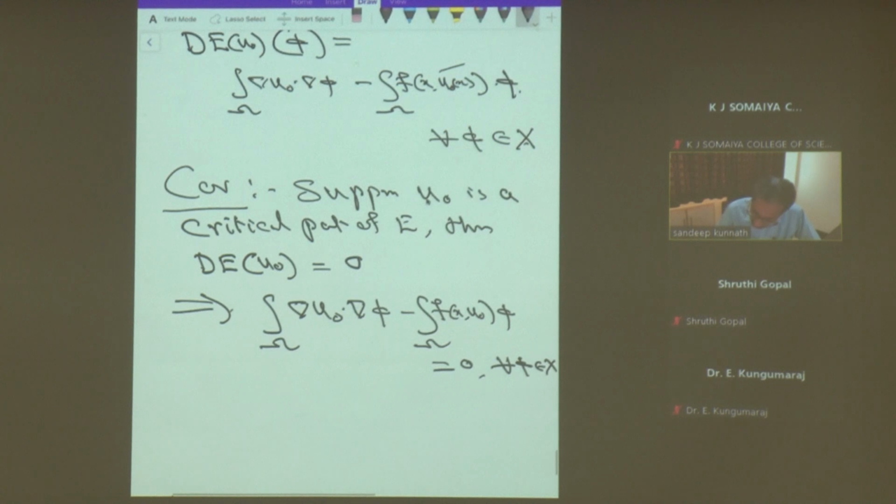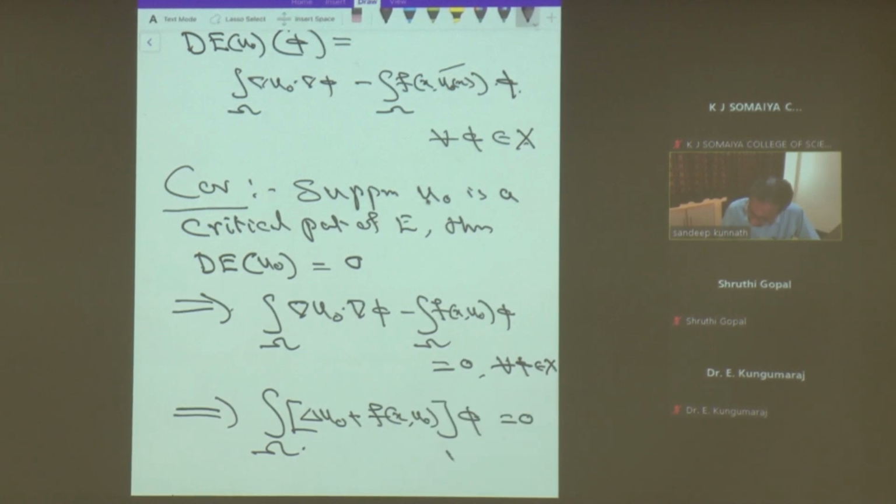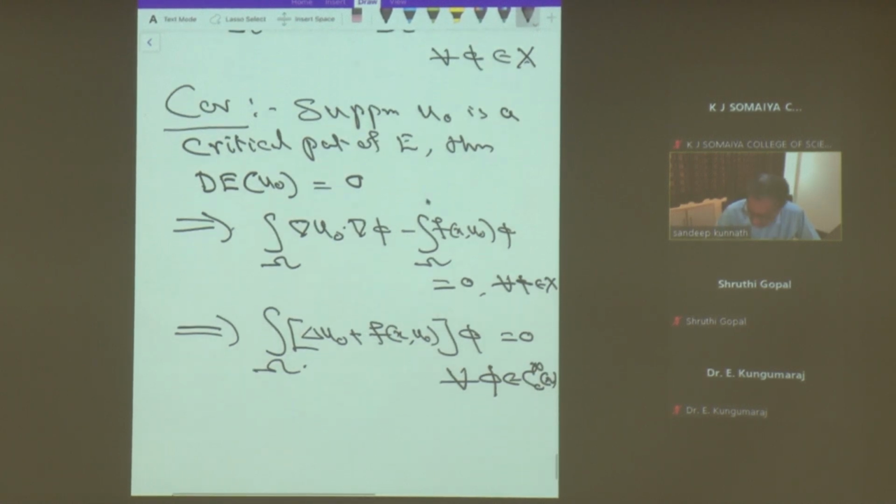Okay. This will imply that I can use integration by parts like what I did many times. This will imply that the integral of Laplacian of u0 plus f of x u0, this into phi, equals 0 for all phi in, say, C_c infinity of omega, because C_c infinity of omega is also in X. So this implies that minus Laplacian of u0 is equal to f of x u0. So it will imply that it is going to be a solution of the PDE.